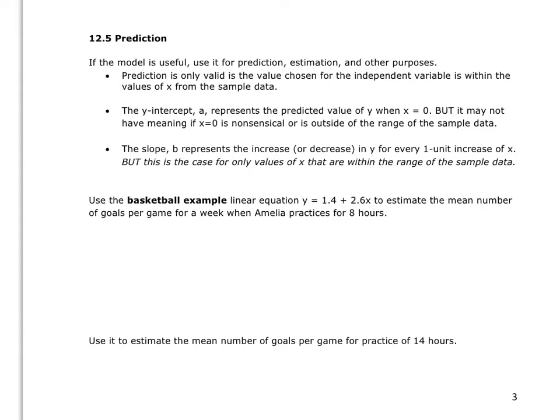The other thing is the y-intercept. We talked about how the y-intercept is the value that we get for the dependent variable if x, our independent variable, is 0. Sometimes it doesn't make sense for our independent variable to be 0, and a lot of times it's outside of the range that the model was based on. So the y-intercept is the predicted value when x is 0, but sometimes it doesn't make sense for x to equal 0.